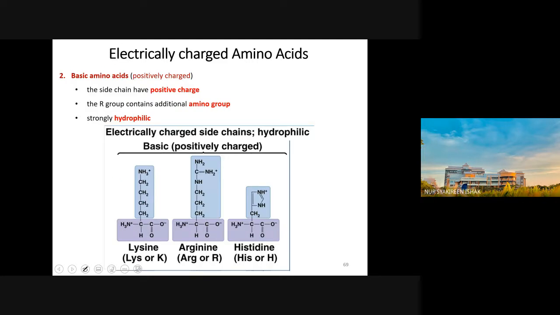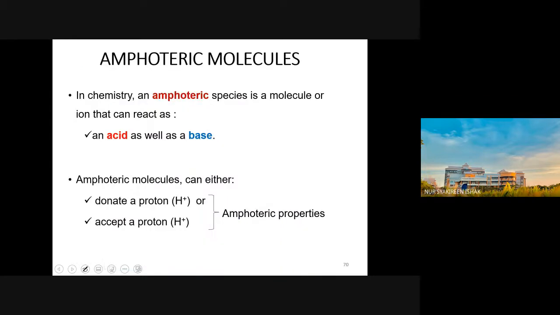As for basic amino acids, they are positively charged. The R group contains an additional amino group, apart from the fixed one. So by having positive charge, again, these amino acids are hydrophilic. The next term is amphoteric.